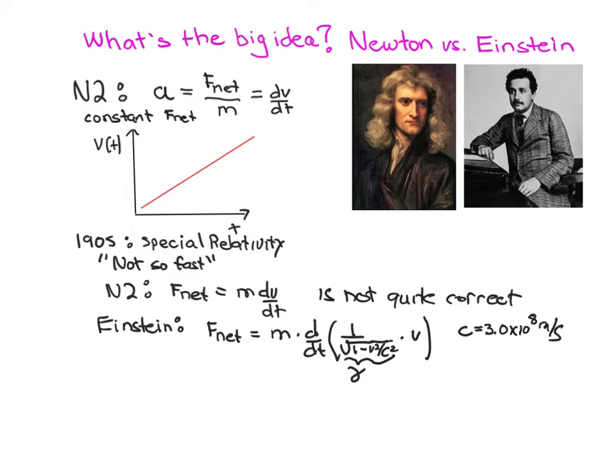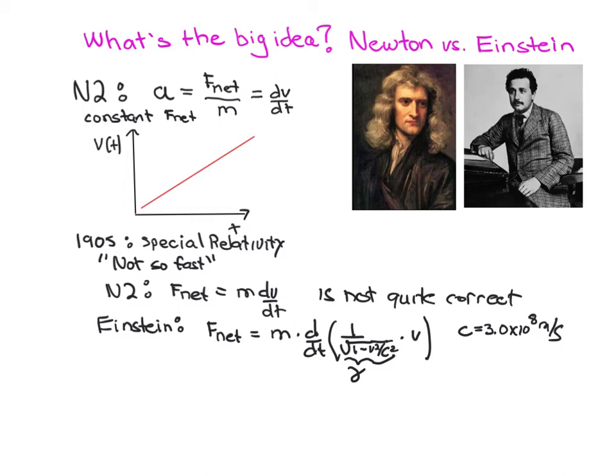So this is indeed a messier situation because even in the case where the net force is constant, and with Newton's version of the law that means dv dt is a constant, it was very easy to write down what v of t looks like. If you think about what's involved in taking the derivative of this function with respect to time, it gets quite messy. But nonetheless, I can tell you what the result is.